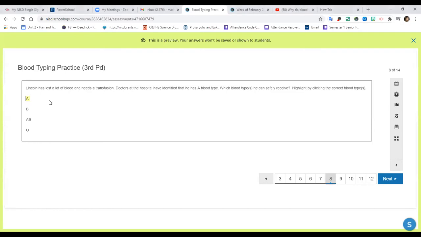And he's the one that is receiving it, right? So who's a universal donor? Who is a universal donor? Well, it is the O. It is A and then the O.